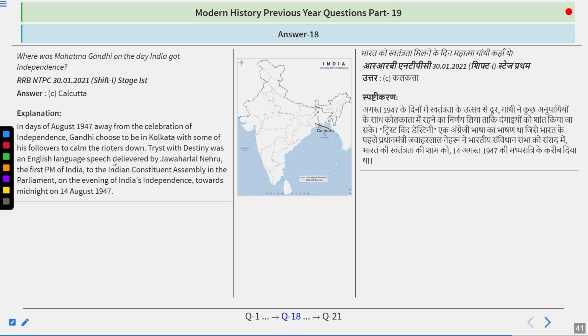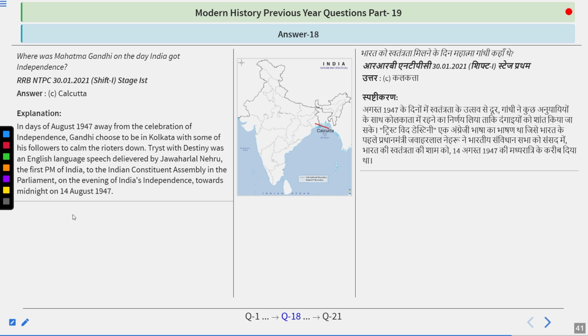In the days of August 1947, away from the celebration of independence, Gandhi chose to be in Calcutta, today known as Kolkata, with some of his followers to calm the rioters down. Tryst with Destiny was the English language speech delivered by Jawaharlal Nehru, the first PM of India, to the Indian Constituent Assembly in the Parliament on the evening of India's independence, towards midnight on 14th August 1947. On 14th August Pakistan got independence, and at midnight, by 12, the day became 15th August, and we got independence.